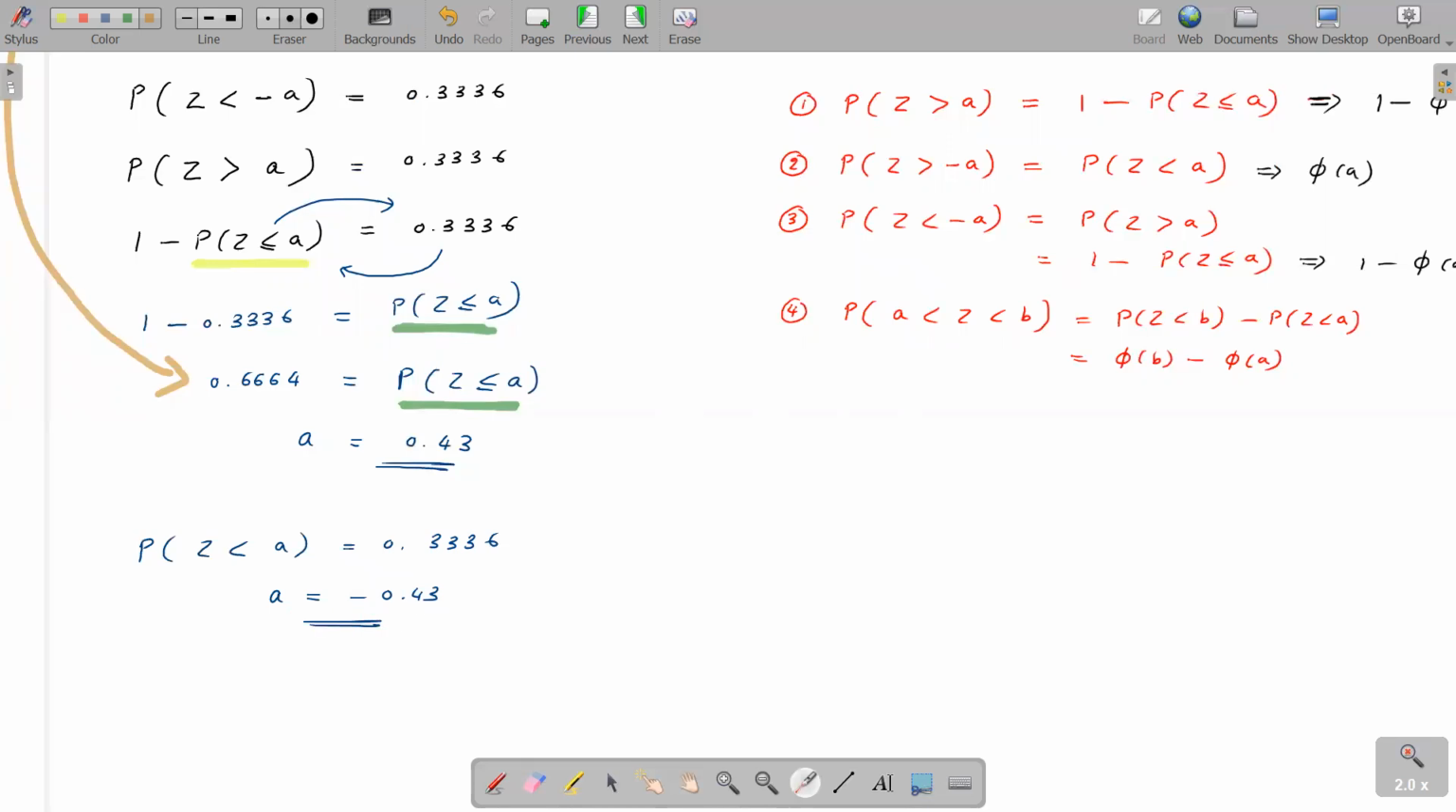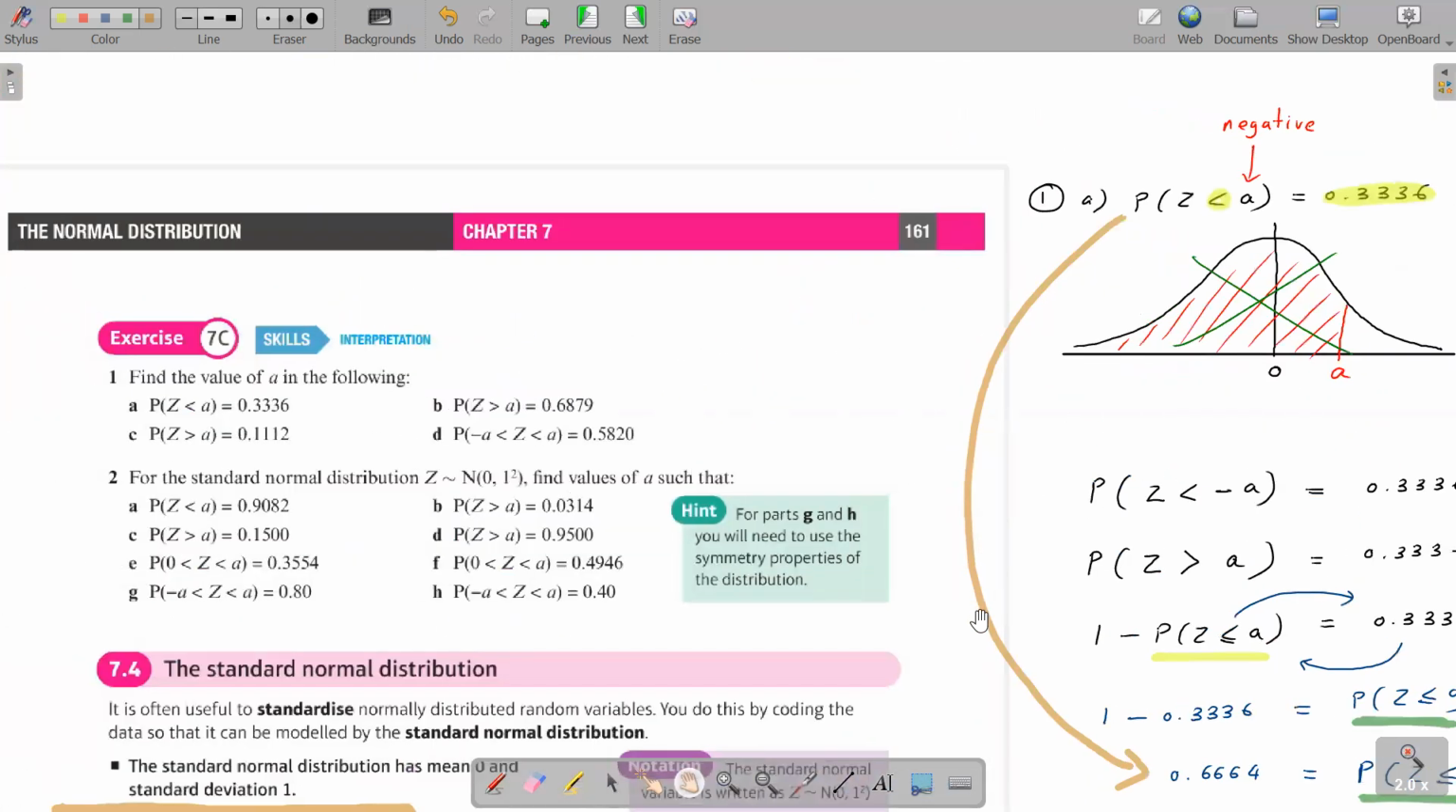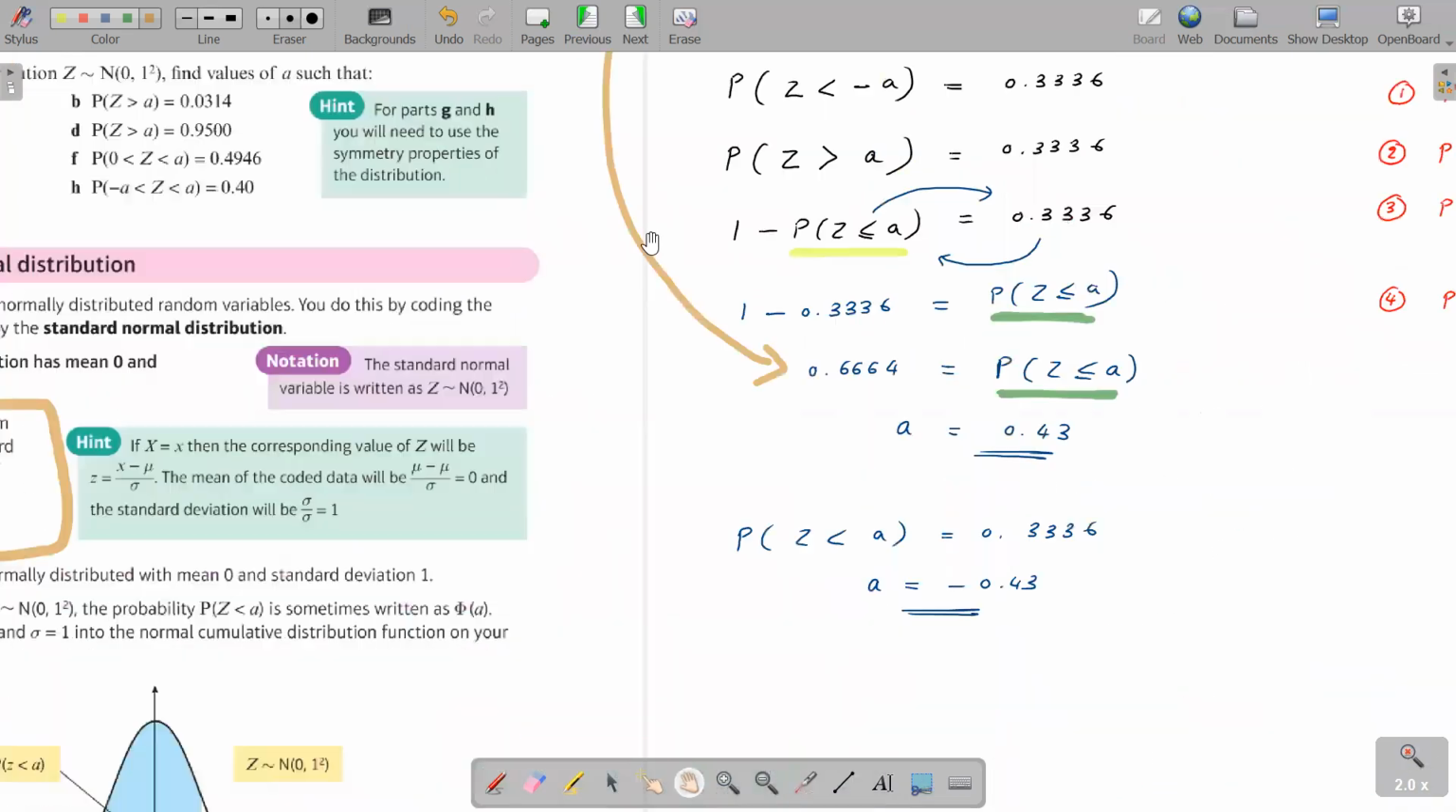Let's practice more. I think this requires a lot more practice. It's not difficult, it just requires a lot of practice. Part B, Z greater than A is 0.6879. Let's do that.